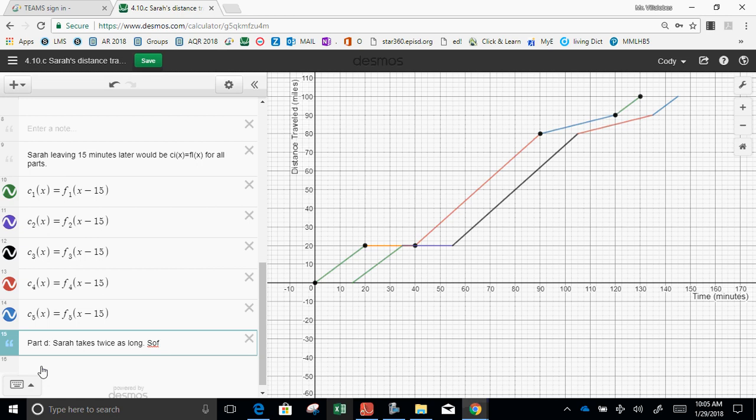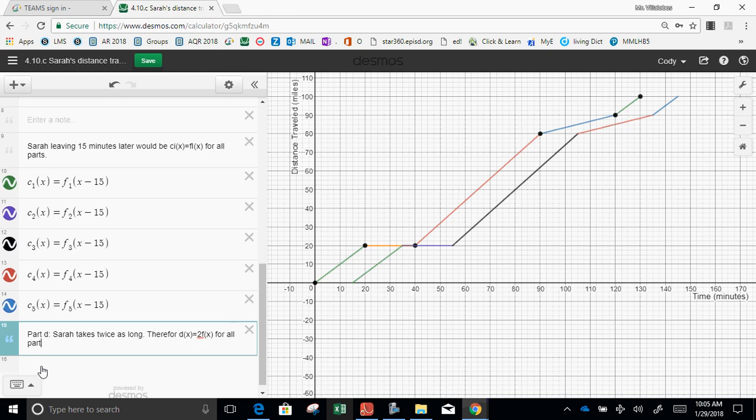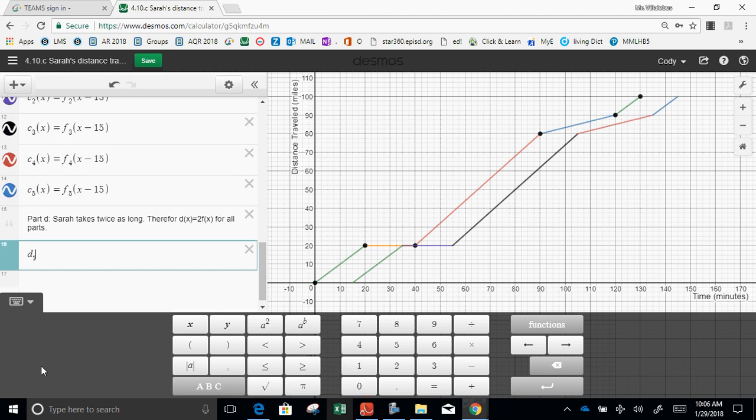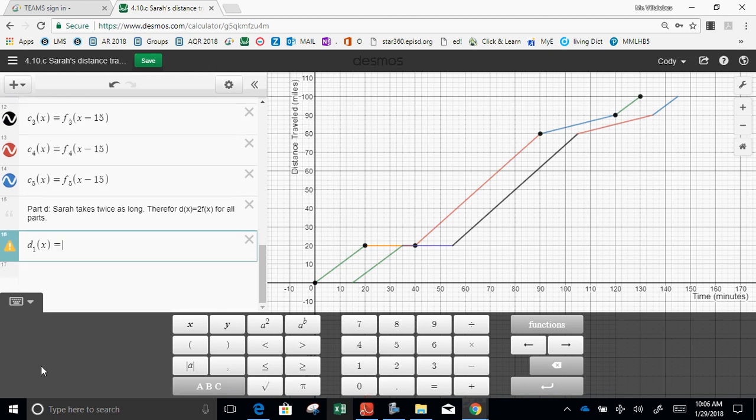So, therefore, D of x equals twice that times f of x for all parts. Okay, so go ahead and type that part. Go ahead and type them in. That would be D1 of x equals twice F1 of x. So it's going to be 2 times.